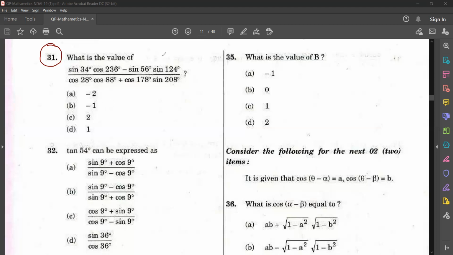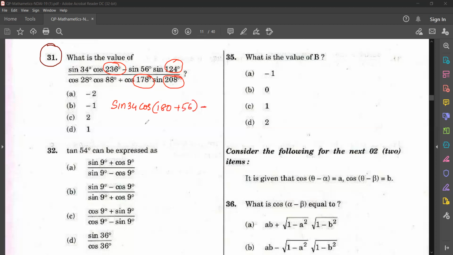See, what you have to think here is whether I can make all the angles the same. So here I have 236, I have 124, I have 178, 208 and all. You have to think whether I can make these into smaller angles. So sin 34 I am keeping as such. Cos 236 I can write as 180 plus 56, isn't it?